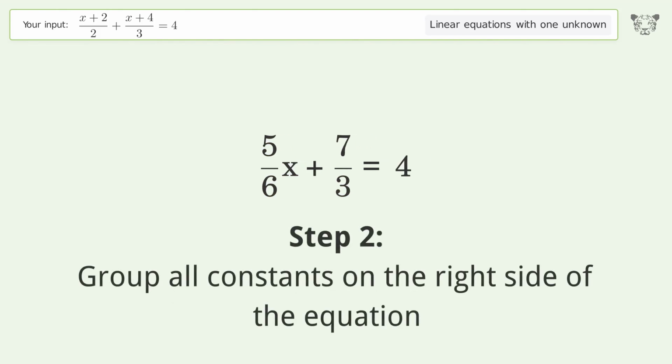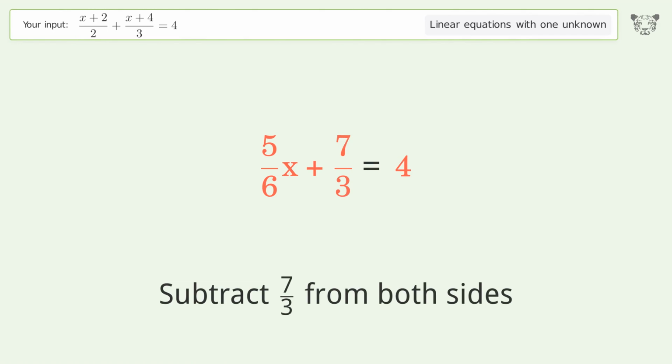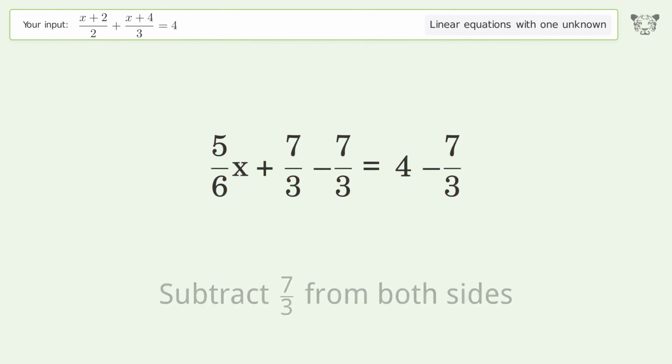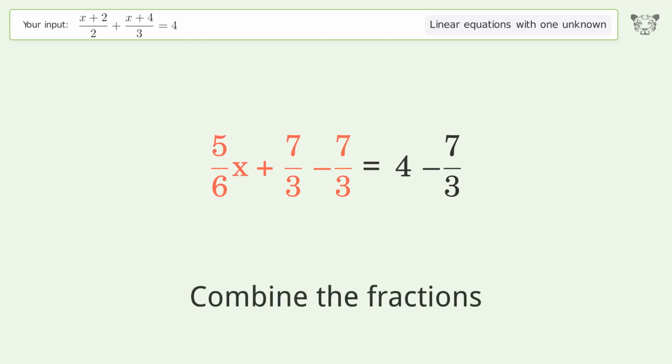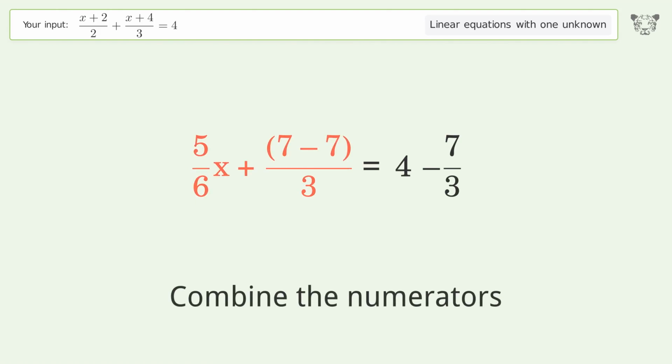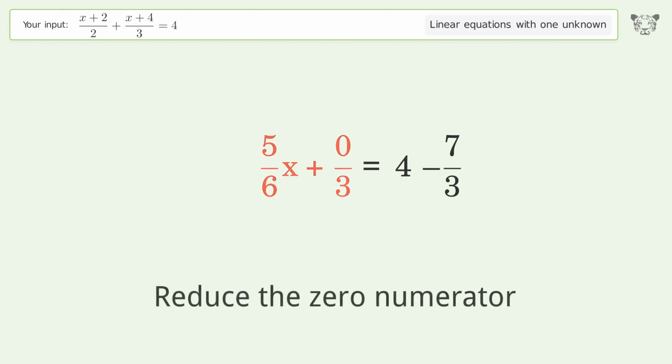Group all constants on the right side of the equation. Subtract 7/3 from both sides. Combine the fractions. Combine the numerators. Reduce the zero numerator.